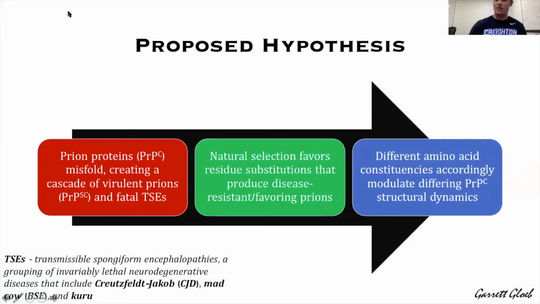So our proposed hypothesis is that differing amino acid constituencies will accordingly modulate different PrPC structural dynamics as caused by natural selection pressures.